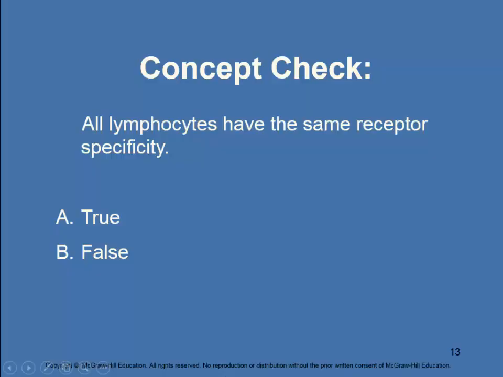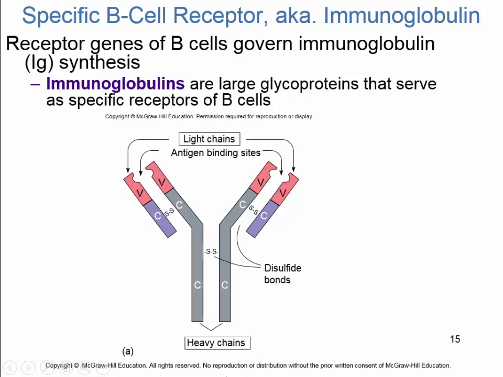All lymphocytes have the same receptor specificity. Specific B cell receptors can also be described as immunoglobulins. Globulin proteins are located in the plasma portion of our blood. Globular proteins are free-floating, and they have distinct genes that allow them to be of specific types. These immunoglobulins serve as both B cell receptors and free-floating antibodies in the blood.